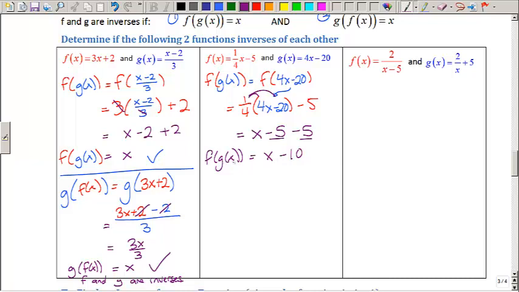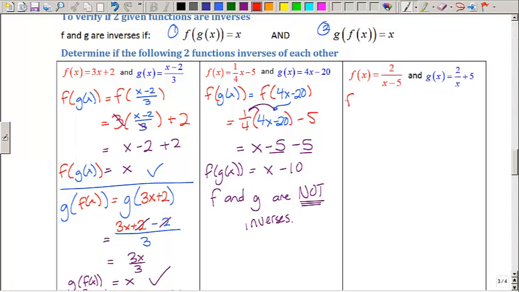Does f of g of x equal x? Well, no, it doesn't at all. So I can stop here. I don't even have to do the second half of the problem because I already know that f and g are not inverses. They can't be inverses because f of g of x does not equal x.